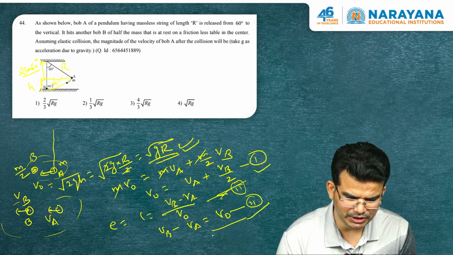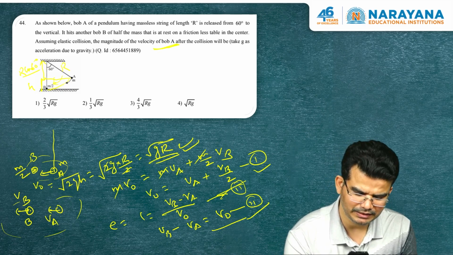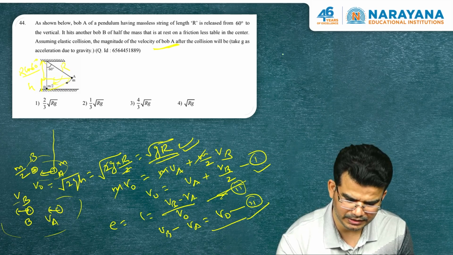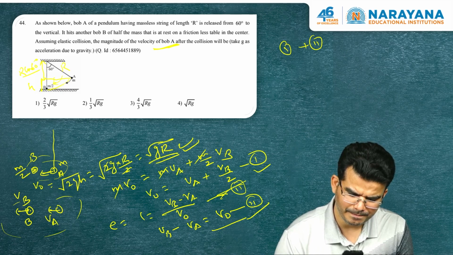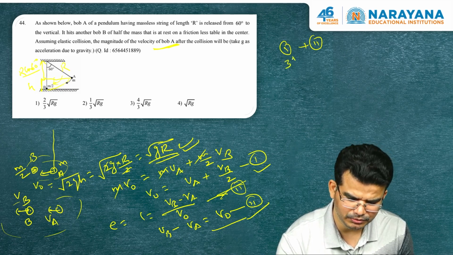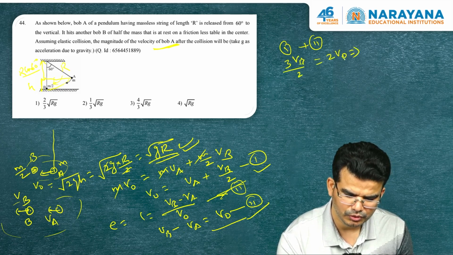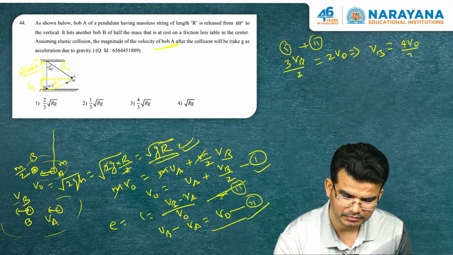What are they asking, V A or V B? Just check. I think they are asking V A. So, just solve this. For example, if you add these two equations, V A gets cancelled out, and you will get 3 V B by 2 equal to 2 V naught. So, V B equal to 4 V naught by 3.